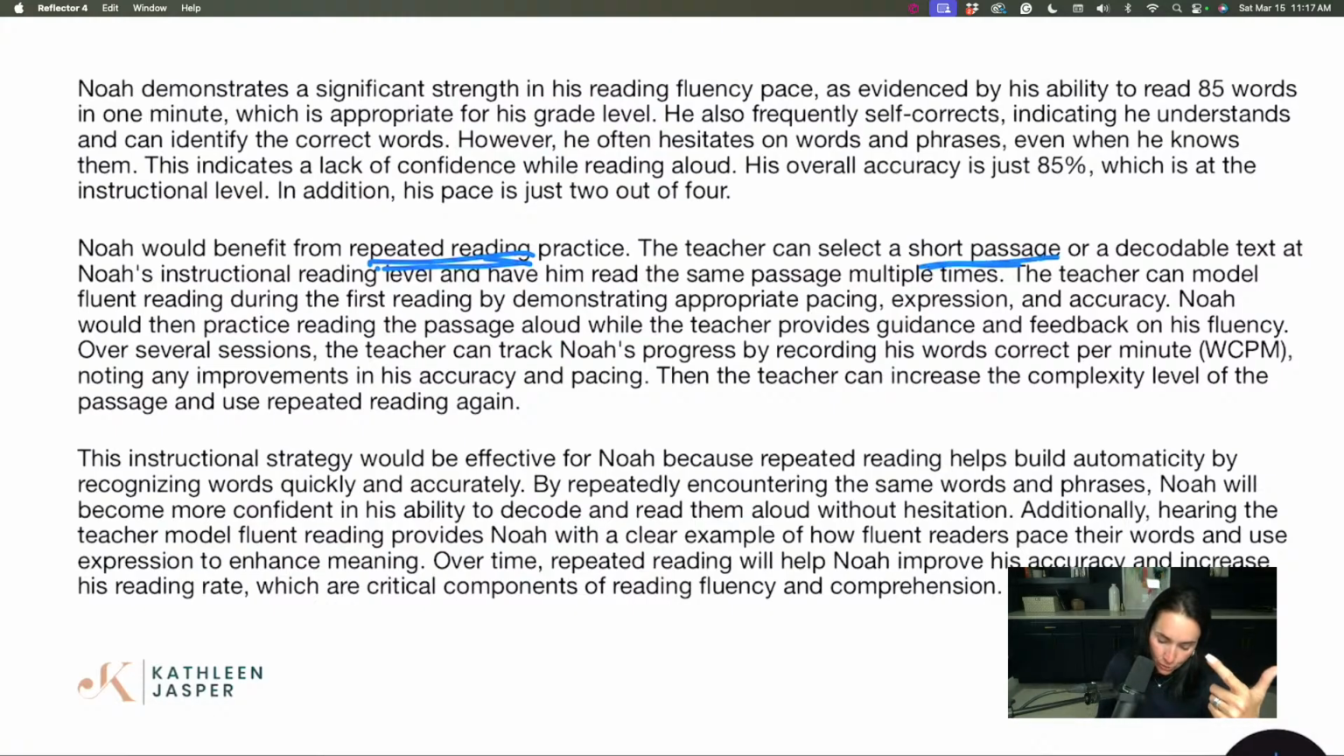The teacher can select a short passage or decodable text at Noah's instructional reading level and have him read the same passage multiple times. I included this. You don't have to do this. The teacher can even model fluent reading during the first reading by demonstrating appropriate pacing, expression, and accuracy. Notice how I'm getting very specific on how this strategy can be used. This is what will take you from failing the reading to passing the reading.